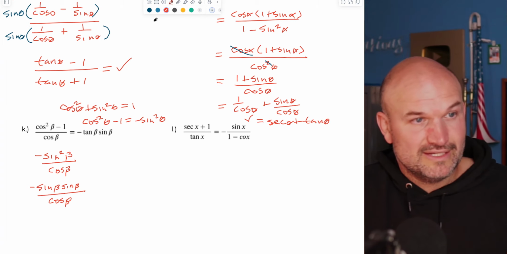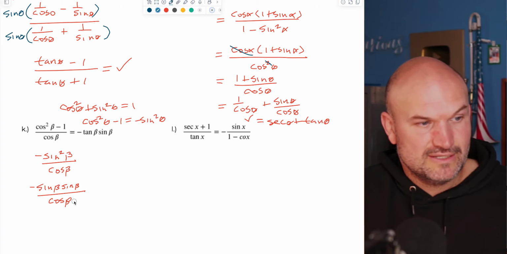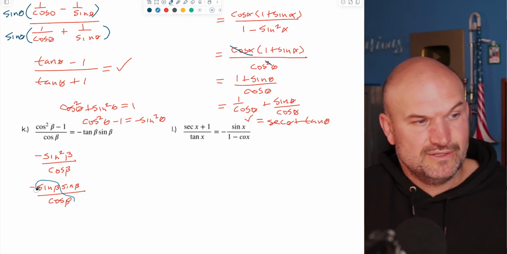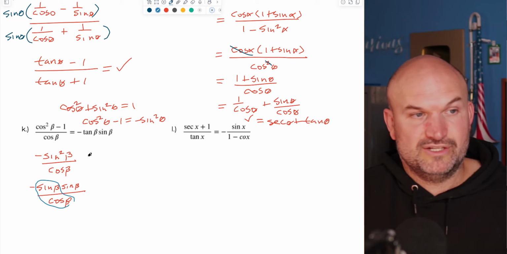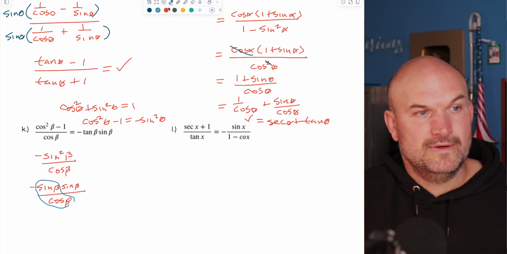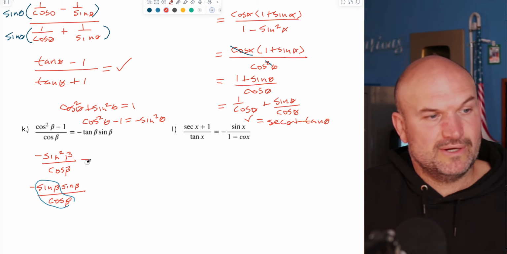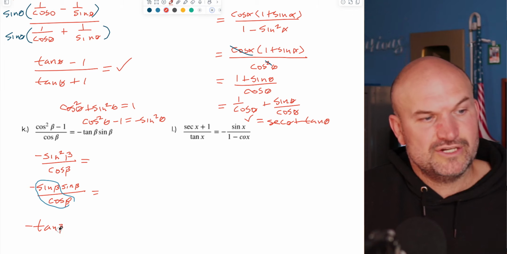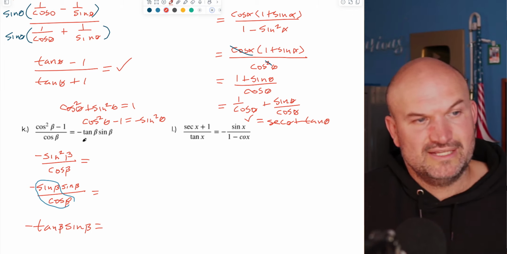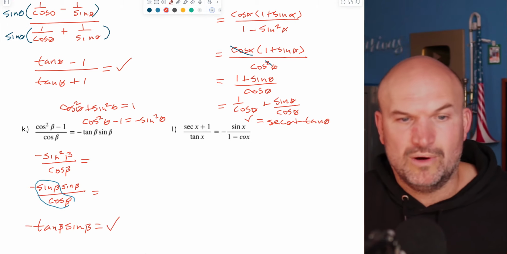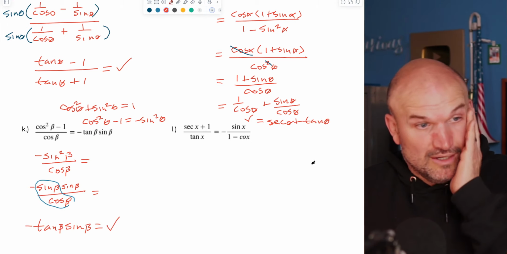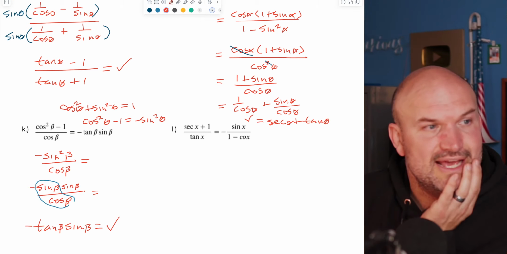Which again, ladies and gentlemen, I can group these since they're separated by multiplication, right? I only need to divide them into one of them. And now, ladies and gentlemen, what I'll have is that becomes a negative tangent of beta times a sine of beta. And you can see that's exactly what we were looking for. Voila. All right, the next one.